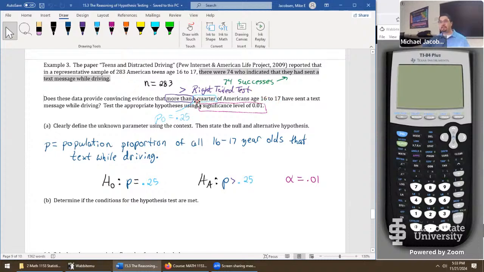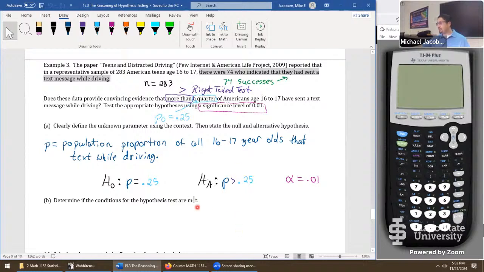This was really very tricky right here. When it said a quarter, that was the value to be tested in the null hypothesis. So we set up the parameter. P is the population proportion of all 16 to 17-year-olds that text while driving. The null hypothesis is a statement that it's exactly a quarter, not more than, not less than, nothing's changed from this expectation. But for the alternative hypothesis, we're now testing that it is more than, so a right tail test, 0.25 for the quarter.